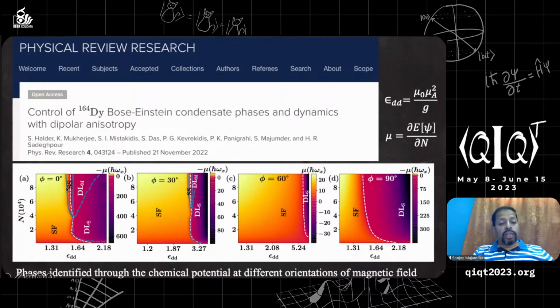So what we can show is that we can have different phases of condensed matter just by tuning the EDD and the direction of the magnetic field. This actually gives a new direction of quantum control to form the different phases.